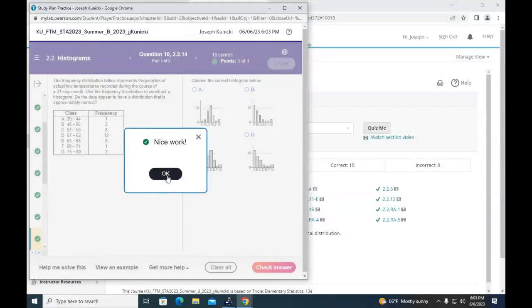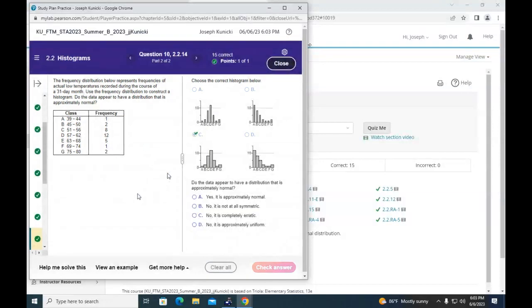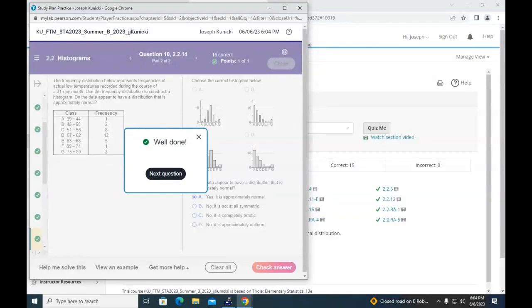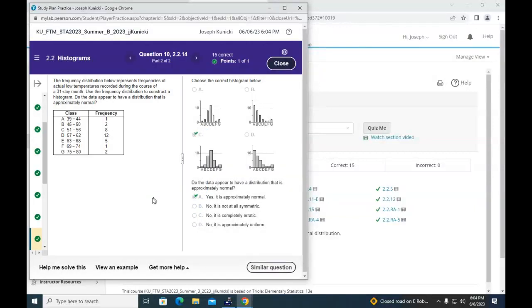I'm glad you mentioned that because I would have looked at the histogram. Does it appear to be approximately normal? Once again, even though those last two classes are not decreasing, I'm going to say yes, it's approximately normal. Because look, it's not at all symmetric. No, that's not true. It is symmetric. It's completely erratic. No, that's not true. It is approximately uniform. No, that's not true. So it is approximately normal. That's the only one that makes sense. We good with that one? Yes. Okay.